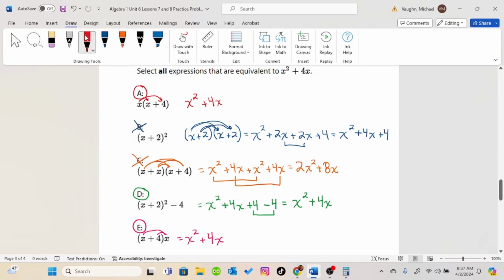If you have any questions about how to find equivalent expressions by multiplying polynomials, please use class time to ask for further clarification.